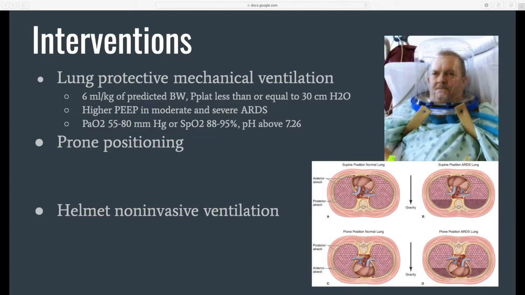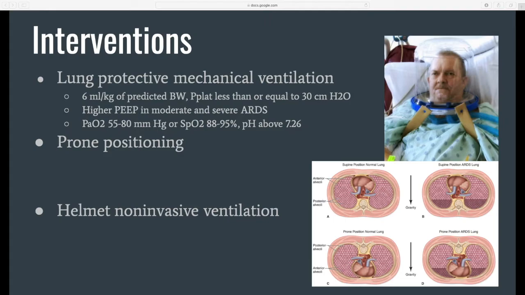For interventions, the first one is to address the underlying pathology. There are not many proven interventions. The ARDSNet trial was the one that started lung protective mechanical ventilation of 6 mL per kilogram. It compared 6 to 12. It was about 10 academic centers, 75 ICUs, looking at 1,000 patients. It showed a reduced mortality by 22%.